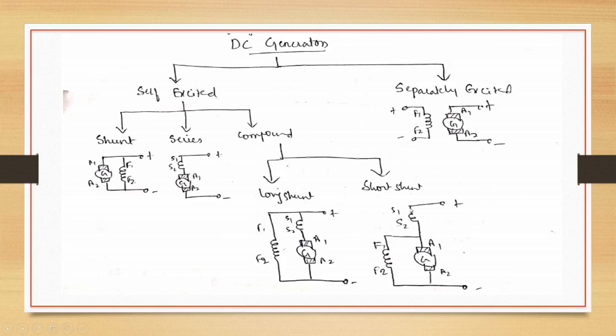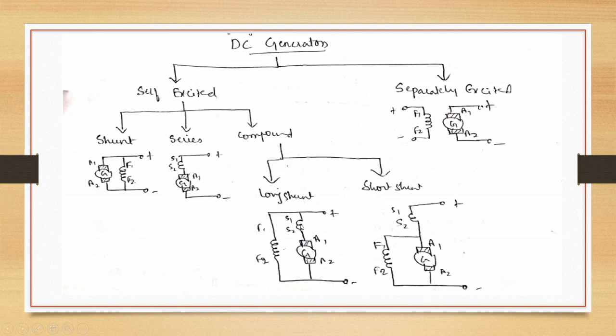Again they are divided into two types, short shunt and long shunt. In short shunt, the shunt field winding is in parallel with only the armature winding, whereas in long shunt the shunt field winding is in parallel with both the series winding and the armature winding. This also we have already discussed in the previous classes.